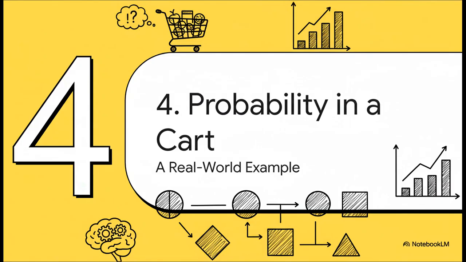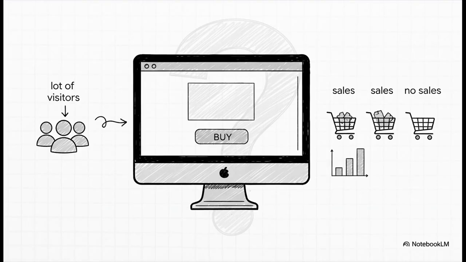Okay, that's enough theory for now. Let's get our hands dirty and see how this actually works in the real world. This is exactly the kind of problem you'd see in a data science interview or a real business meeting. So, picture this. You're running an e-commerce site. You're getting a ton of visitors, and you want to figure out the chances of getting a very specific number of sales. This is a textbook binomial problem.